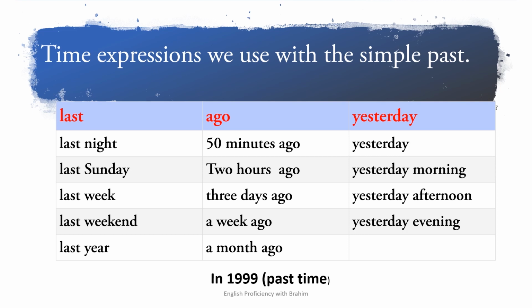Or we can use the word ago, like 15 minutes ago, 2 hours ago, 3 days ago, a week ago, a month ago, a year ago, etc. Or we can use yesterday, and add yesterday morning, yesterday afternoon, yesterday evening, or yesterday plus a specific time, yesterday at 7 o'clock. And we can use past time, like in 1999, in 1960, in 2000, in 2019. We don't have a problem as long as the time is in the past. So these are the time expressions that we use with the simple past.